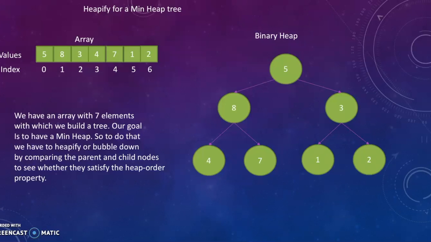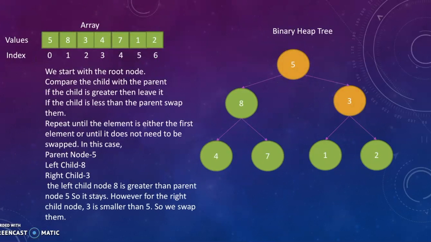So we have an array with 7 elements with which we build a tree. Our goal is to have a min heap, so to do that we have to heapify or bubble down by comparing the parent and child nodes to see whether they satisfy the heap order property. To begin the heapifying, we start with the root node. We compare the child with the parent. If the child is greater, then we leave it. But if the child is less than the parent, then swap it. You repeat this process until the element is either the first element or until it does not need to be swapped.